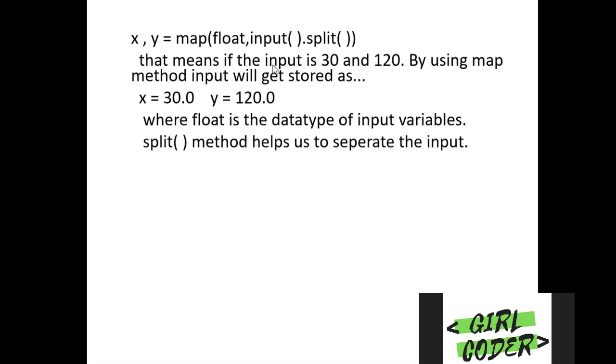For example, if the input is 30 and 120, by using the map method, the input will get stored as 30.0 in X and 120.0 in Y. By using the split method, these inputs get separated and stored in their corresponding variables. Since the data type of the input is float, 30 is converted to 30.0 and 120 is converted to 120.0. Float is the data type of the input variables and the split method helps us to separate the input. This is what the map method and split method actually do.